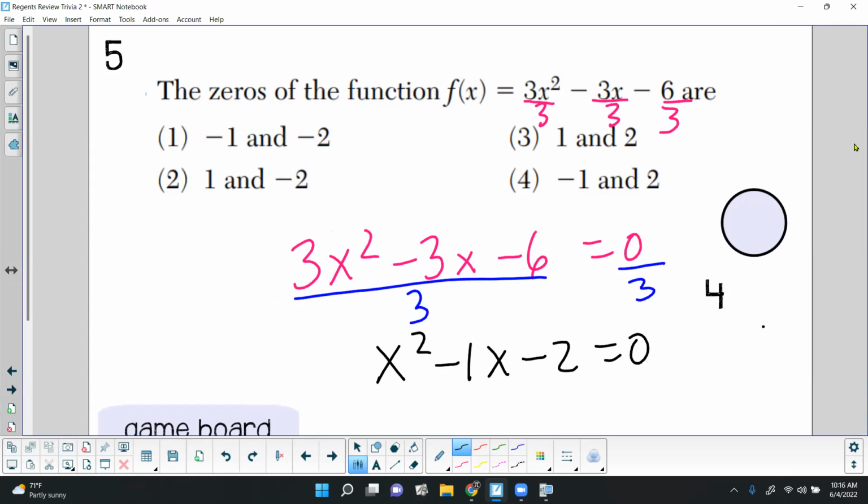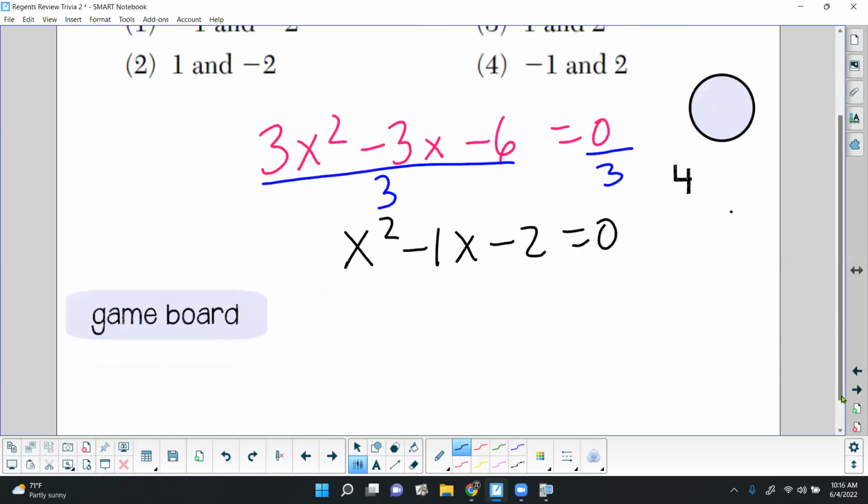My board is not working. Oh, I switched the side, sorry. I'm like, where is that thing?